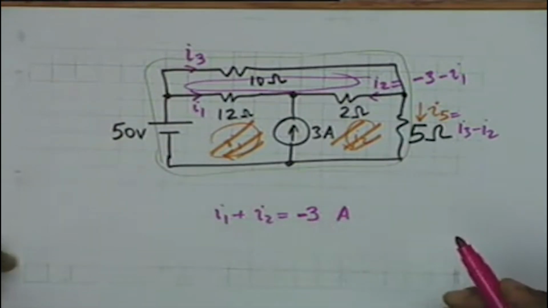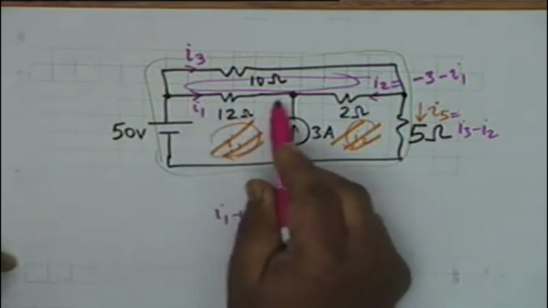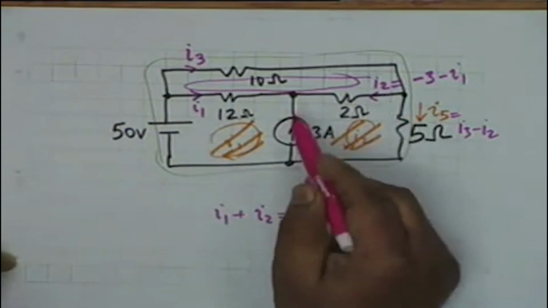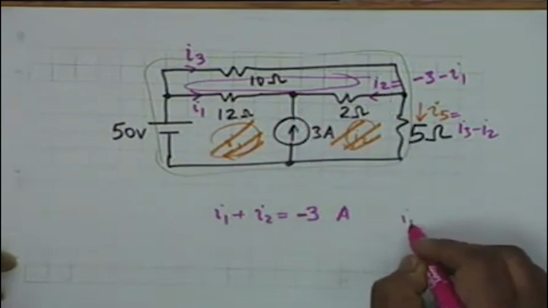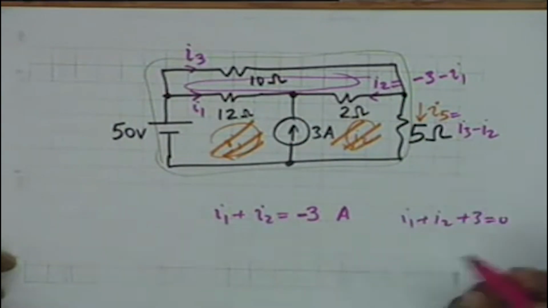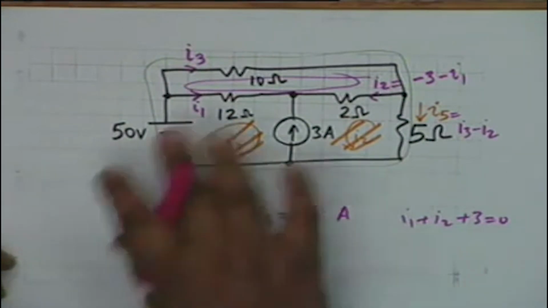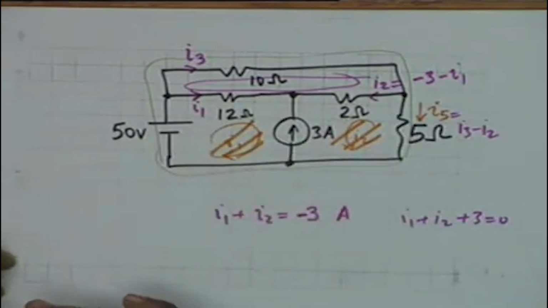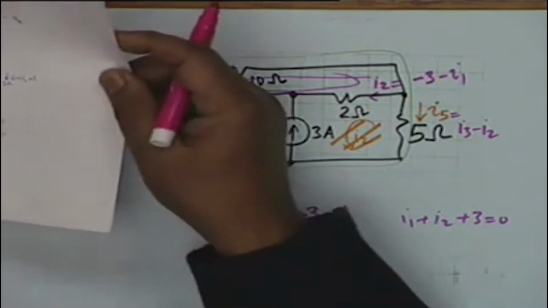Why is it minus 3? Because the 2 currents I1 and I2 come here, and 3 also comes here. So I1 plus I2 plus 3 equal to 0, and therefore I1 plus I2 is minus 3. Once you are able to do that, then you can solve this circuit. Shall I leave the algebra to you?